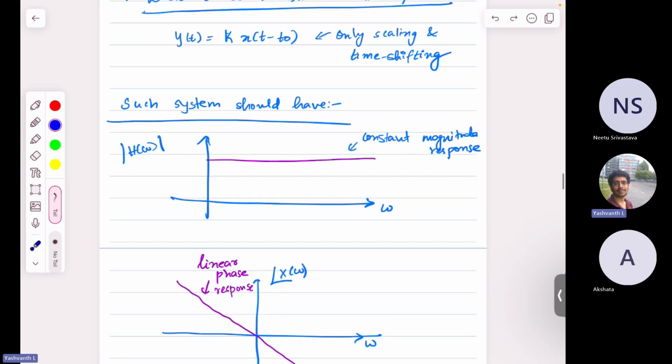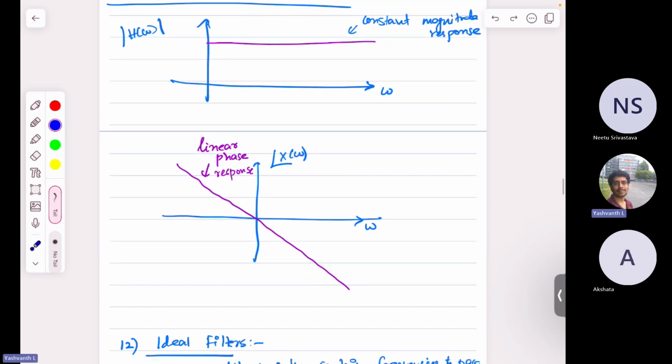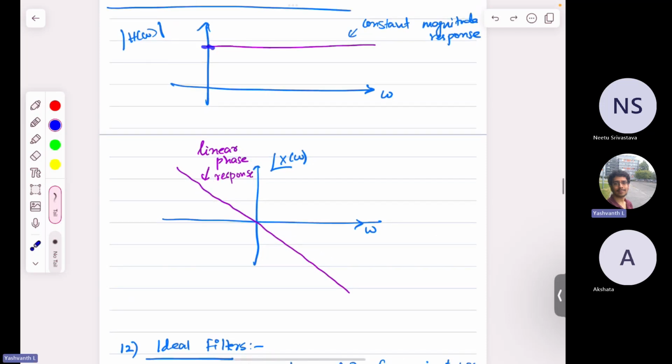You can show that the magnitude spectrum of the frequency response of such systems must have a constant magnitude response, and the frequency response of such kind of systems should have a linear phase response. Okay, this should be constant and this should be linear. If these two conditions are satisfied, then such kind of systems are distortionless systems.